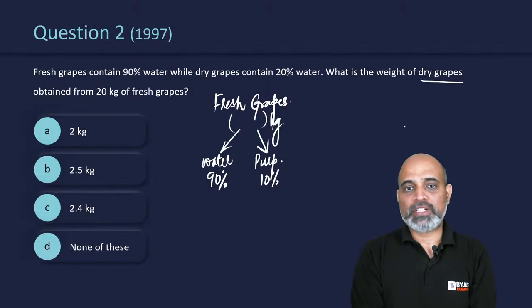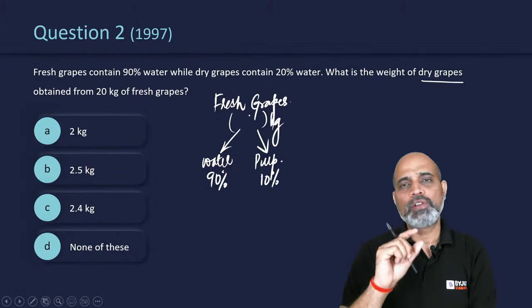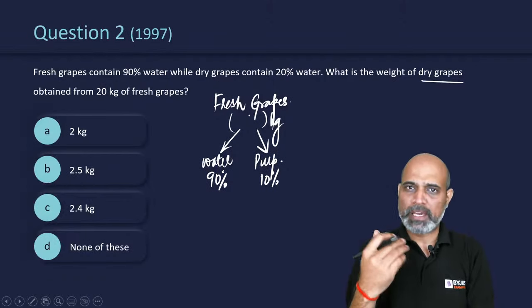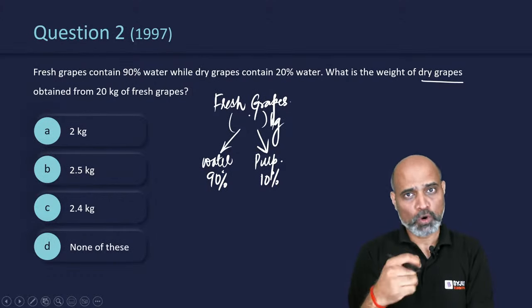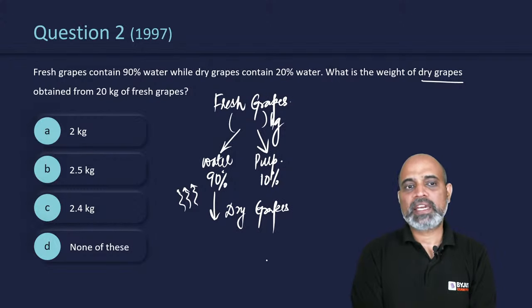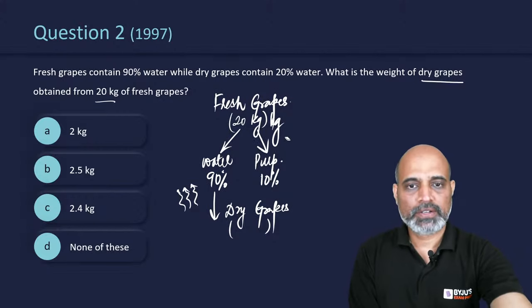Now, when we talk about dry grapes, how will we make fresh grapes change into dry grapes? How do we convert grapes into raisins? We will make sure that it loses water. Pulp we don't take out. Pulp remains the same. Water gets removed. So if some of the water gets removed, how much we don't know as of now, then we will end up in dry grapes. How many kgs of dry grapes do we have? We don't know that, but we do know that we have 20 kg of fresh grapes.